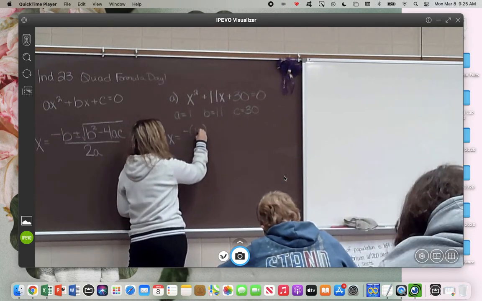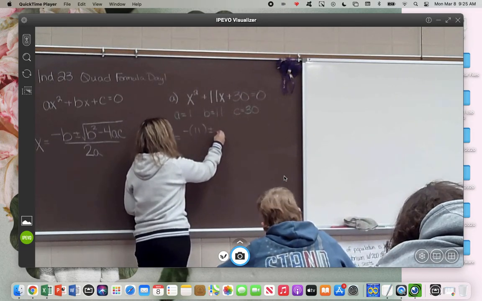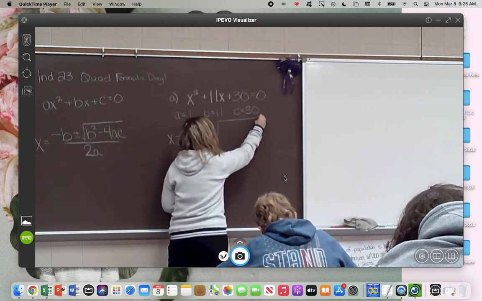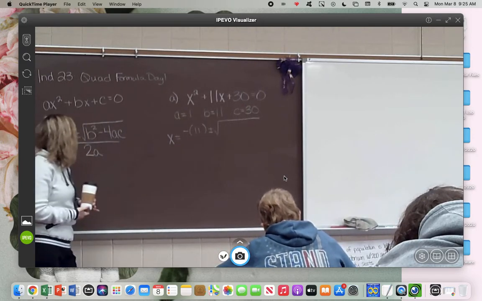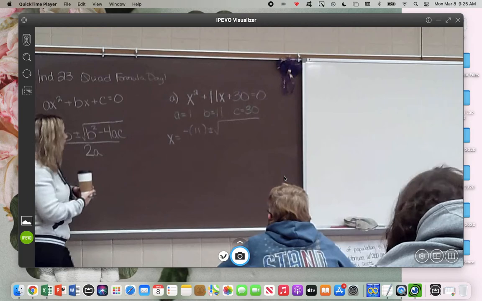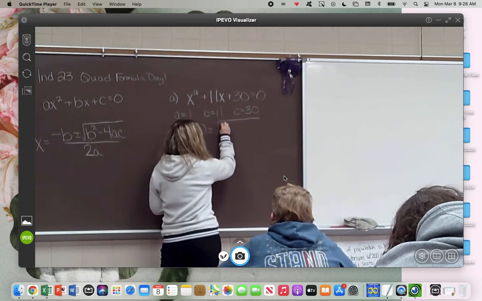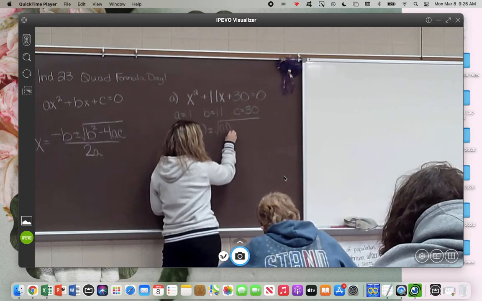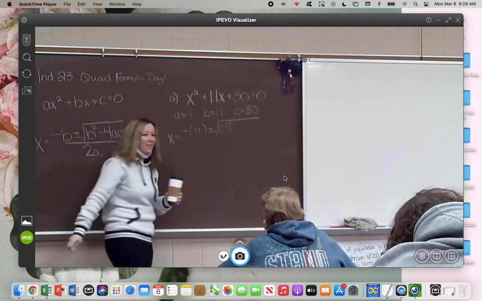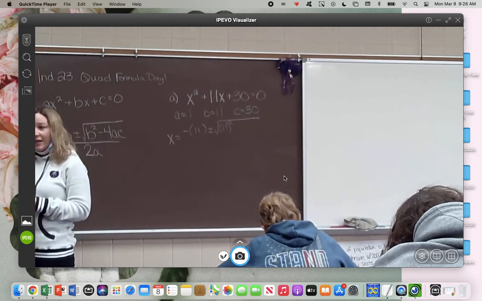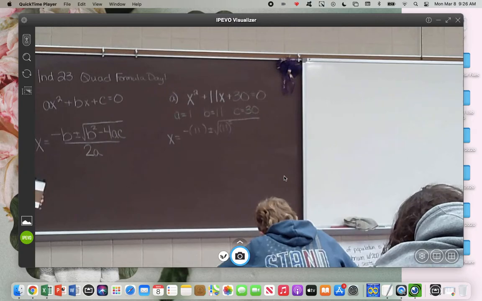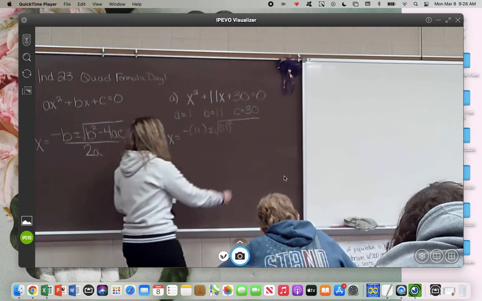11 plus or minus, and then inside the square root, we've got some work to do. All right, the first thing is b squared. So anytime you're plugging something in, I would recommend putting parentheses around it, especially when we start having negatives. It helps you organize a little bit. So we have b squared.